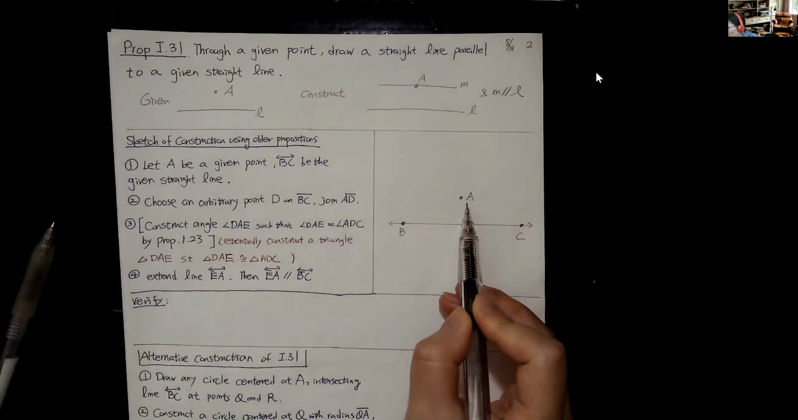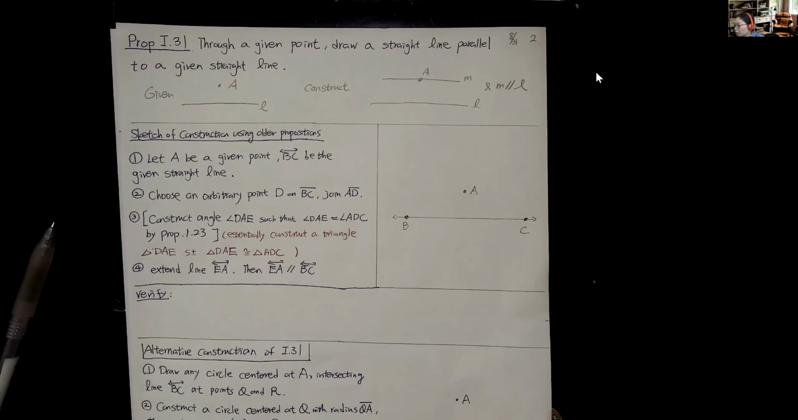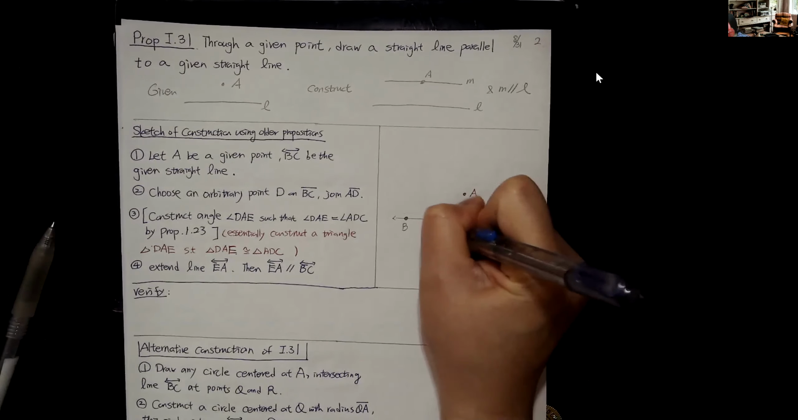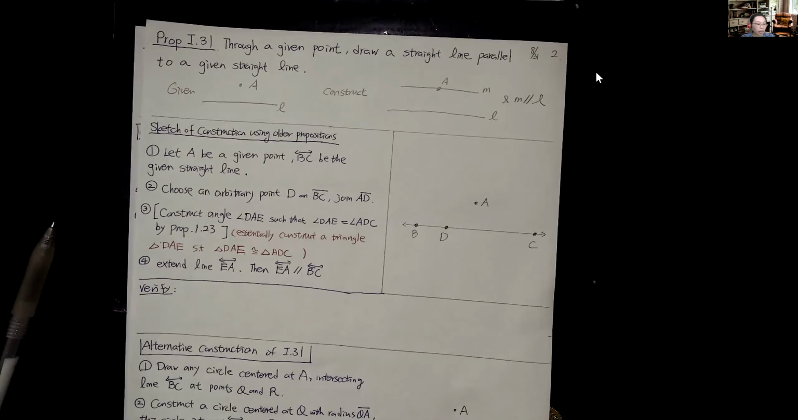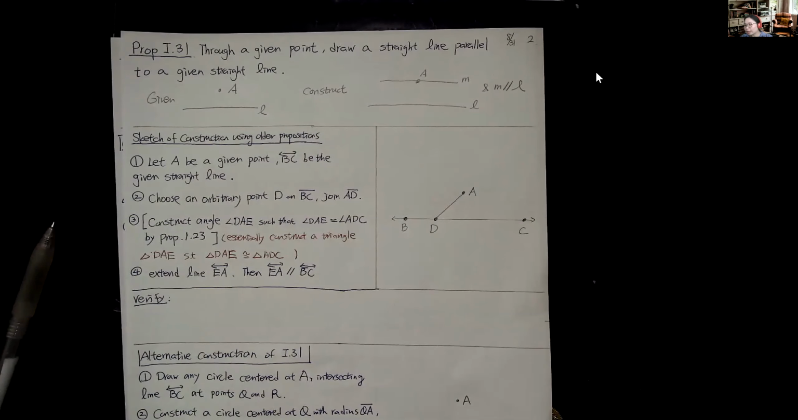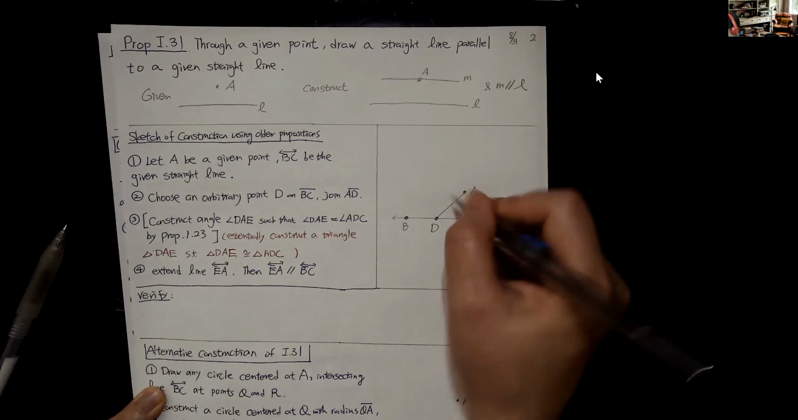Say we have a given point A and a line BC. The first thing I'm going to do is pick some random point D on BC, and I'm going to join AD. Now you can see where the cheating, the sloppy part, comes from. Essentially the philosophy is again back to the previous proposition, proposition 22. What you want to do is construct an angle.